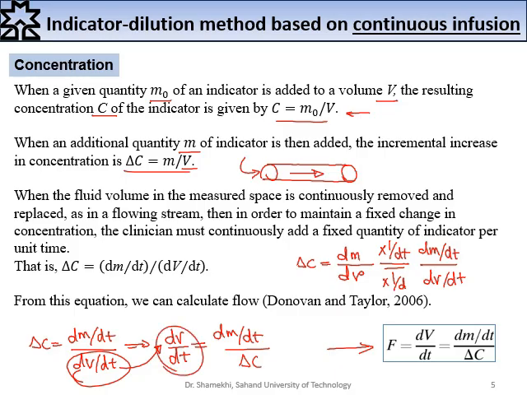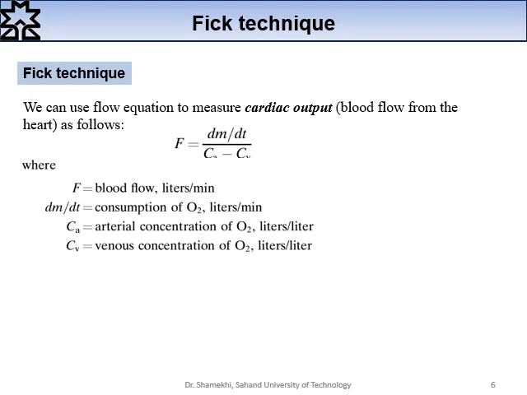And as you can see, dv dt here is that unknown parameter, flow. Okay, I rewrite the equation here.